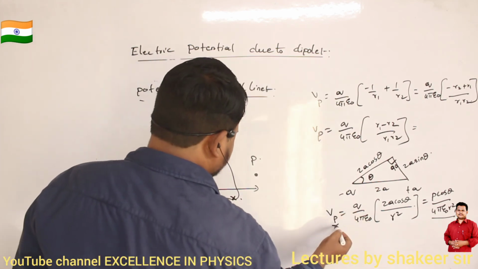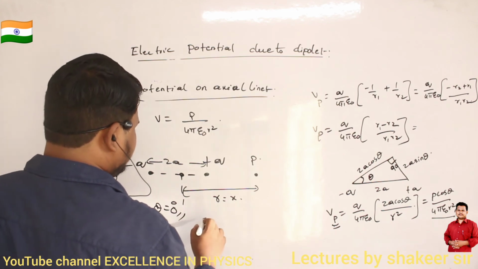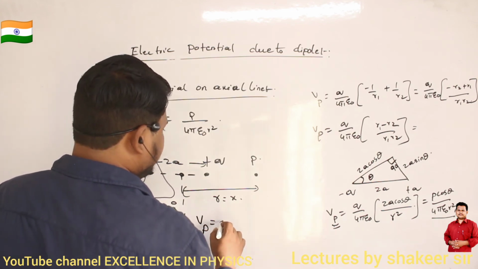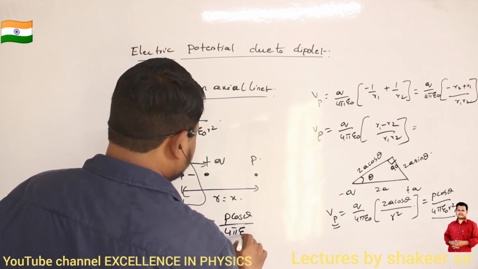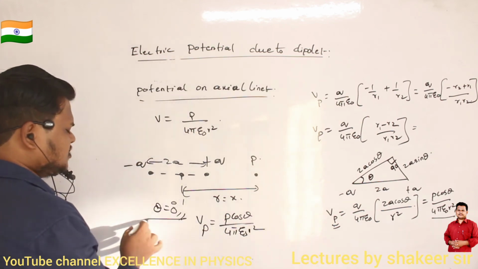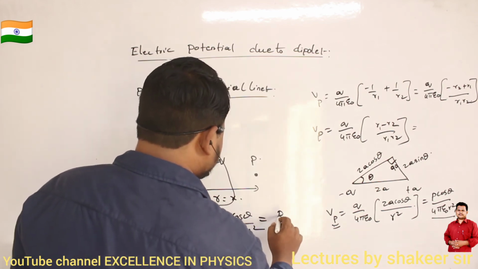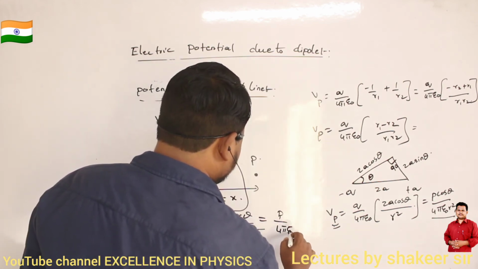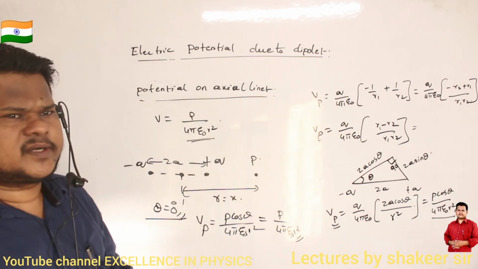So therefore, what is the potential at point P at any angle? Vp is equal to P cos theta divided by 4 pi epsilon naught into r square. So theta value is how much? 0. Cos 0 value is 1 only. So therefore again I will get the relation P divided by 4 pi epsilon naught into r square. That was the same relation which I got here. Are you able to understand?